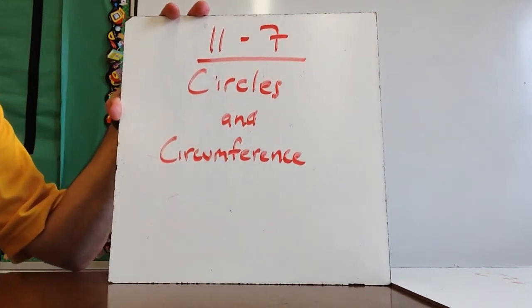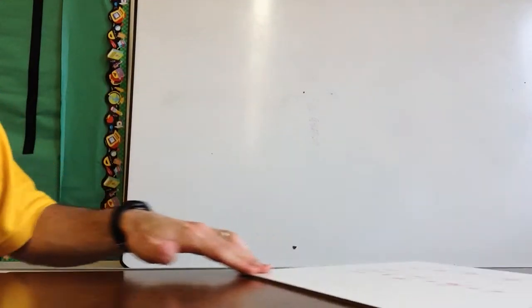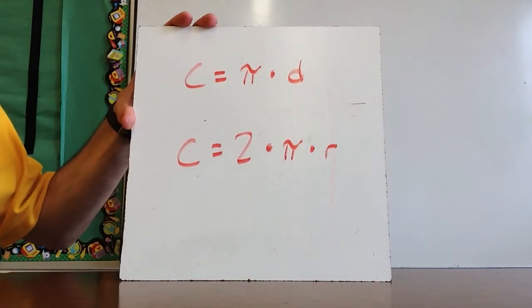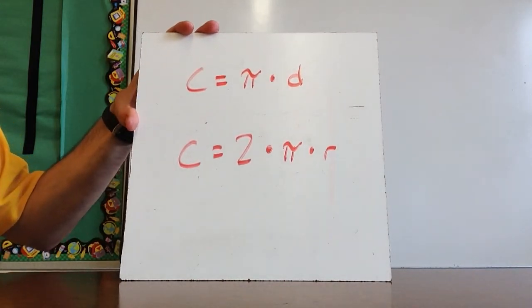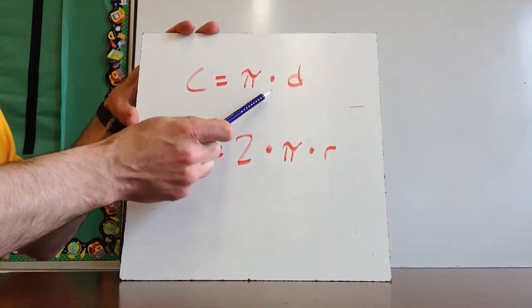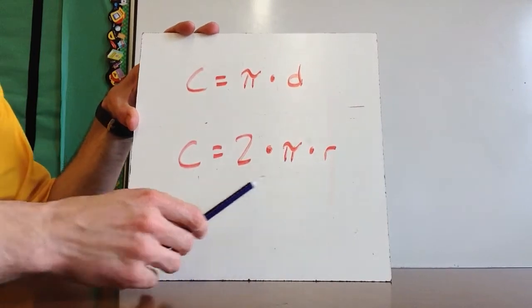This video will discuss chapter 11.7, circles and circumference. So I want to make sure you have the formula, or formulas, I guess, for circumference. And so either one of these would work. So circumference can equal either pi times diameter or 2 times pi times radius.